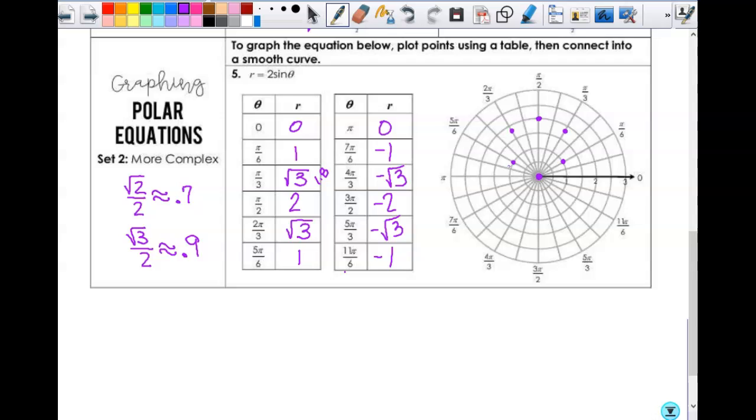So what's the sine of pi fourths? Square root of 2 over 2, but I multiply it by 2, so I get square root of 2, which would be about what? 1.4. So at pi fourths, let's go ahead and go to about 1.4. And that means at 3 pi fourths, we're also at about 1.4. Okay, just to get some extra points in there. Maybe we have a better idea of the picture.